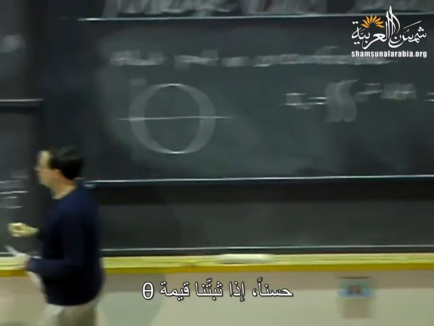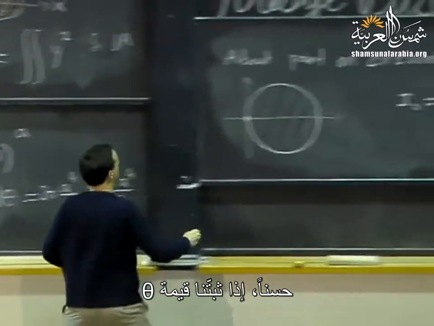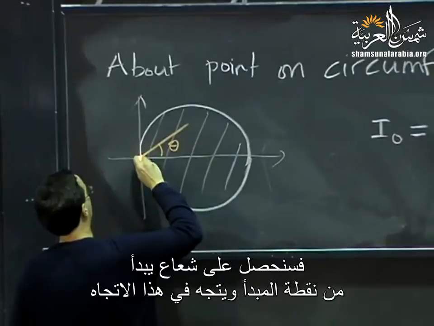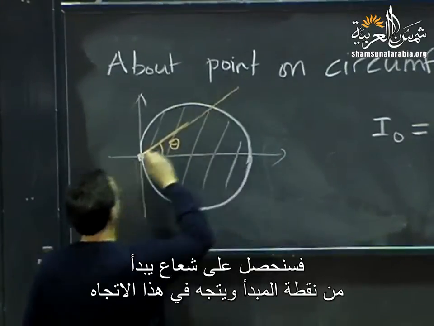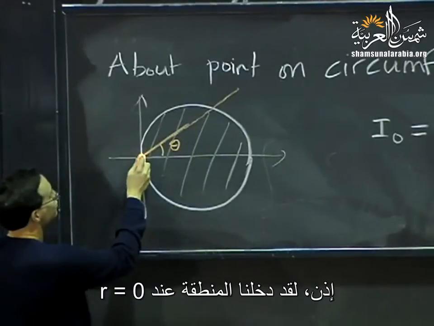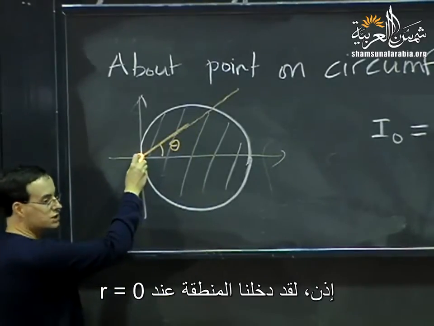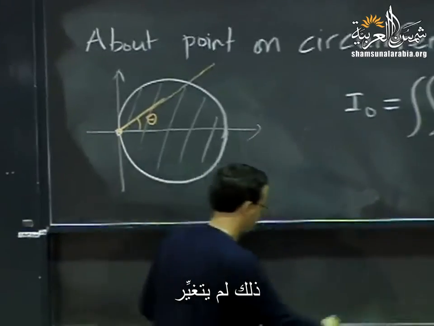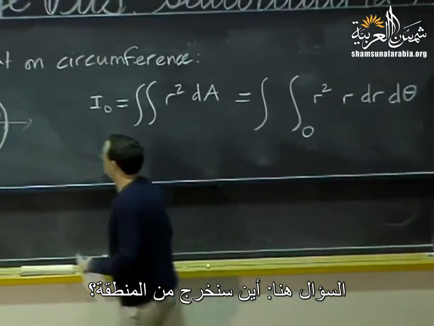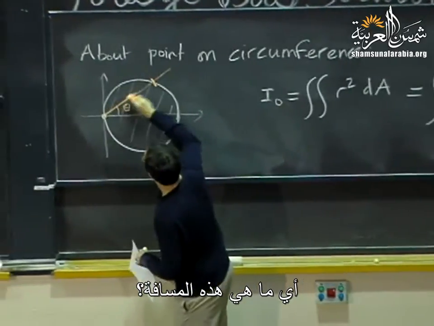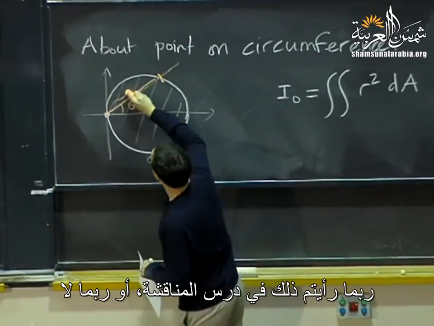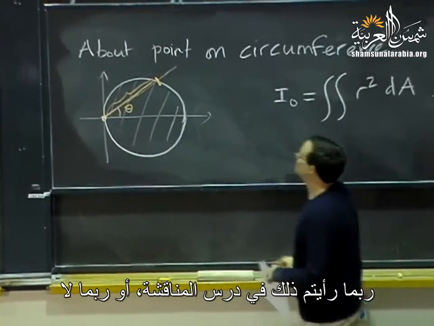Well, if I fix a value of theta, so it means I chose an angle here, and now I'm shooting a ray from the origin in that direction. So I enter my region at r equals 0. That hasn't changed. The question is, where do I exit the region? So what is that distance?